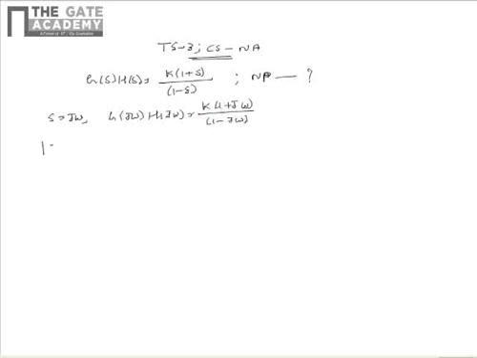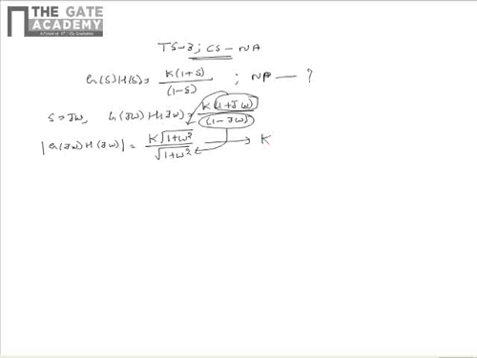So from this we can say that the magnitude of G(jω)H(jω) is equal to K multiplied by square root of 1 + ω² divided by square root of 1 + ω². This is because 1 + jω has a magnitude of square root of 1 + ω², and 1 - jω has a magnitude of square root of 1 + ω². This upon simplification becomes K.